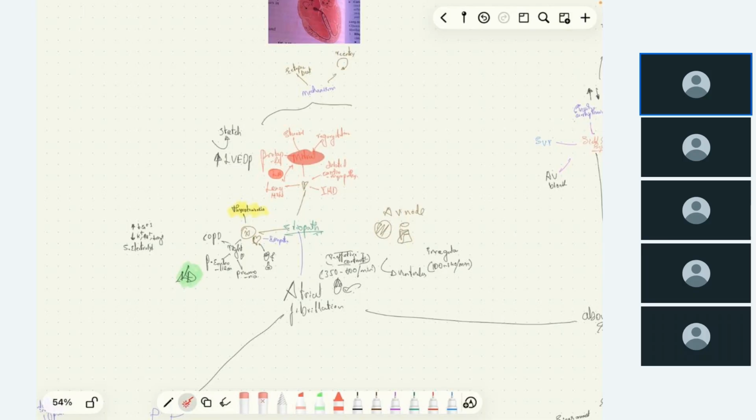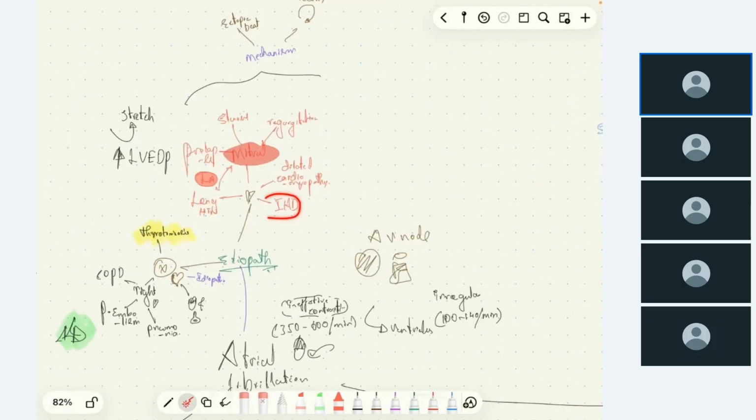We already saw that ischemic heart disease can lead to atrial fibrillation. Long-standing hypertension is one of the causes of atrial fibrillation; we discussed it under target organ damage under hypertension. Mitral regurgitation, mitral stenosis, and mitral prolapse will lead to atrial fibrillation. How? I'll mention it shortly. And also dilated cardiomyopathy is one of the causes of atrial fibrillation.